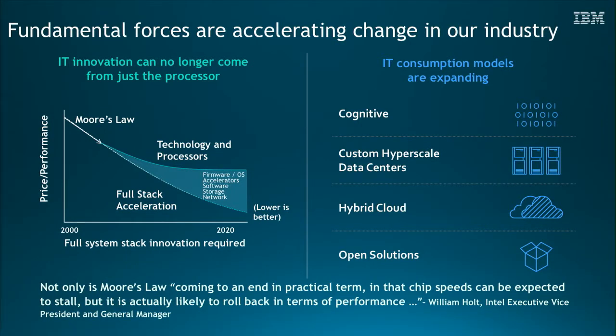On the right side, on the consumption models, I think everybody knows those. But the biggest one, and the one having the biggest impact on us now, is cognitive computing. Cognitive computing is just driving consumption up like crazy. So on the left, what's been providing cost performance improvement is diminishing in the industry at the same time the consumption is going up.